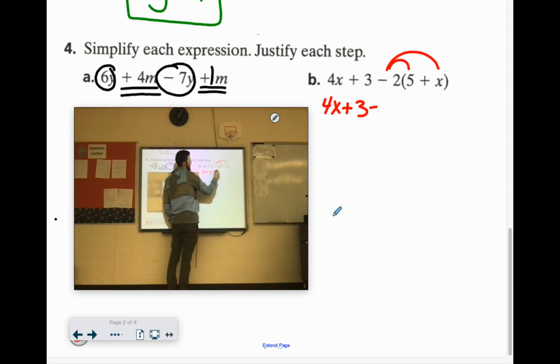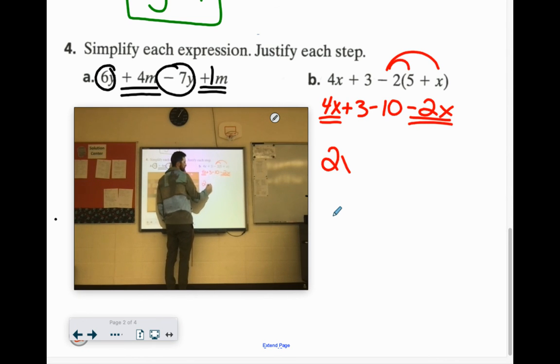Negative 2 times 5 is negative 10. Negative 2 times x is negative 2x. 4x minus 2x is 2x. 3 minus 10 is negative 7.